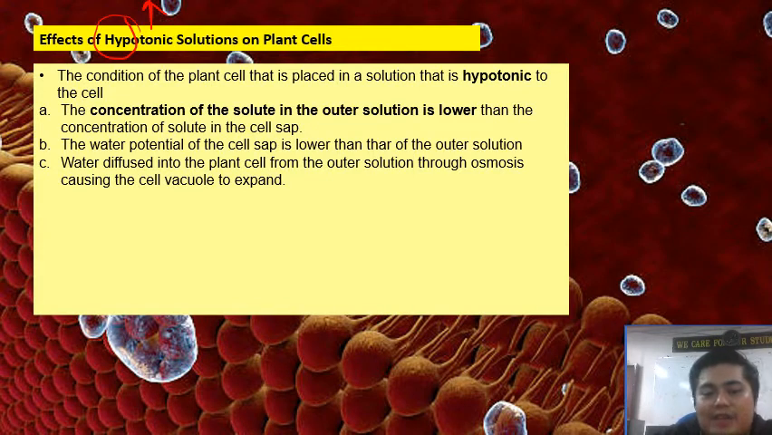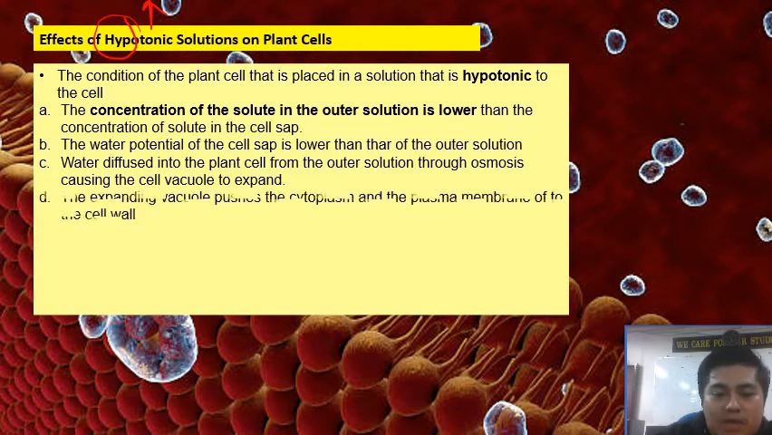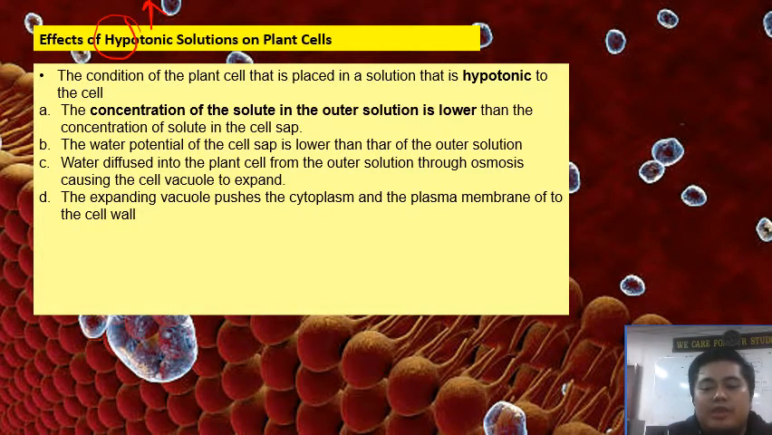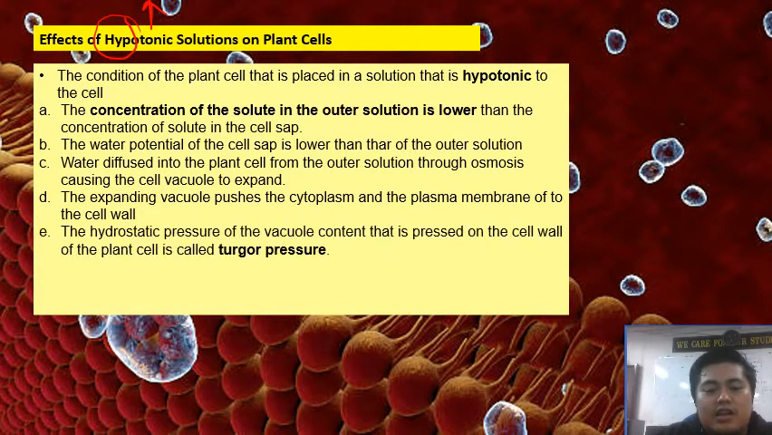Bila air masuk dalam, dia akan pergi mana? Dia akan pergi dekat vacuole. So, apa akan berlaku? Vacuole akan mengembang. So, bila vacuole mengembang, the expanding vacuole pushes the cytoplasm and the plasma membrane to the cell wall. Dia akan menolak cytoplasma dan membrane tadi ke dinding sel.